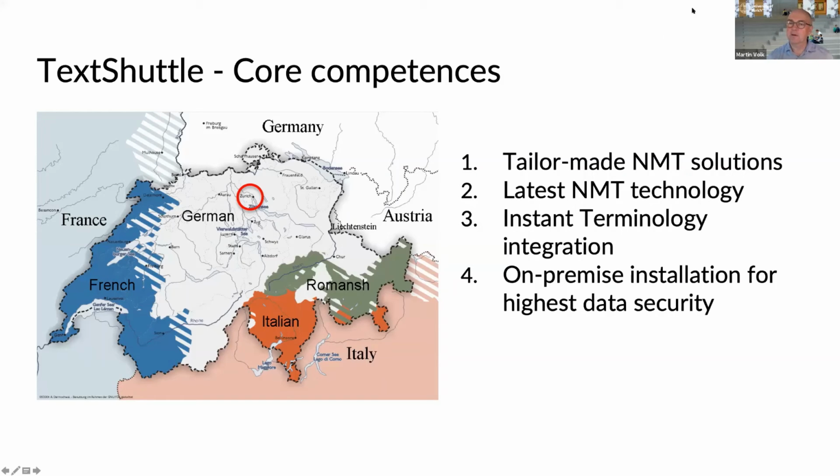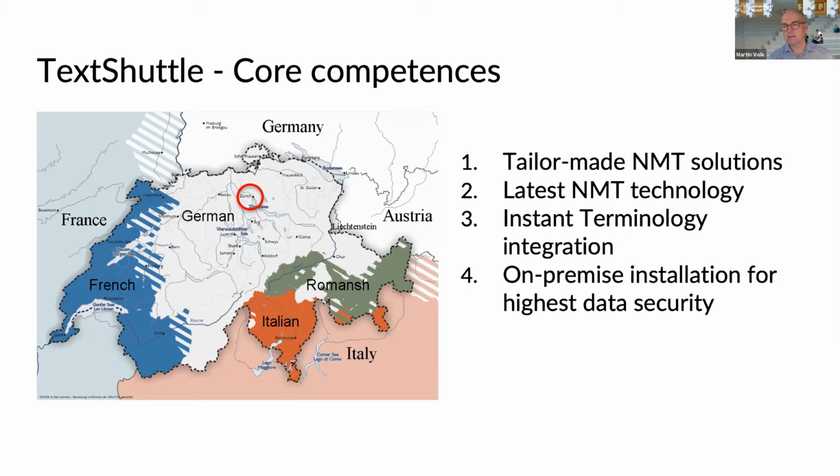So what is the focus of Text Shuttle? Well, it's tailor-made neural machine translation systems. So for each of our customers, we would build a specially adapted, optimized system based on their needs and trained on their training data.